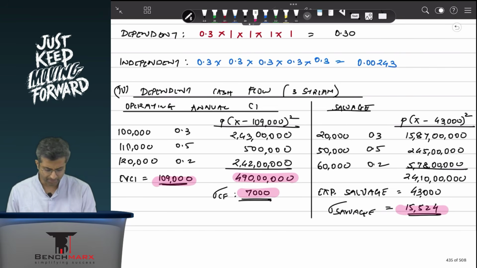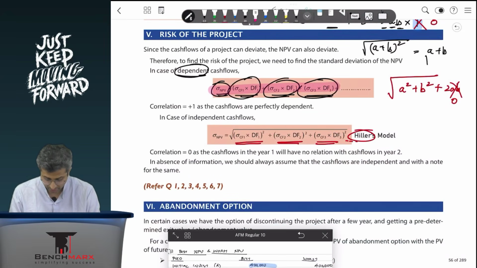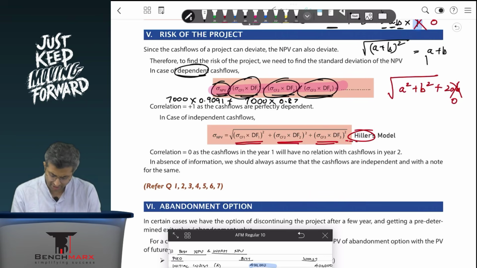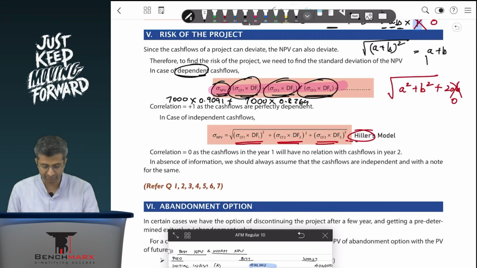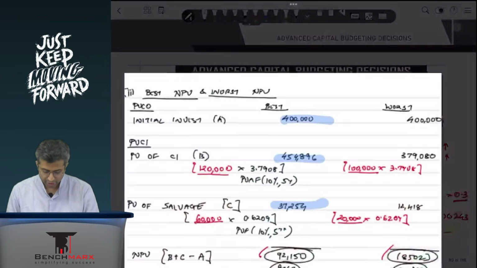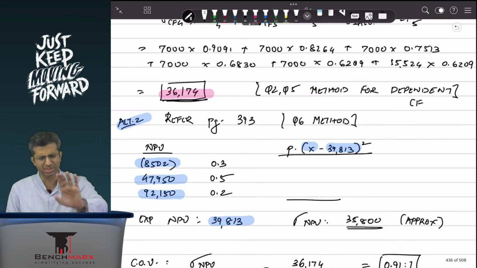Now if I apply the formula that we studied for dependent cash flows, we take 7,000, which is the standard deviation for the first year, into the discount factor for the first year, plus another 7,000 for the second year into the discount factor for the second year, and so on for each of the years, which means you can even take the PVF. And finally for the salvage value, 15,000 into the present value factor for the 5th year. If you do this properly, you will get the standard deviation as you can see on your screen, at around 36,174. There is a hardly 200-300 rupees difference, which is due to rounding off of such big numbers, which is very much acceptable.